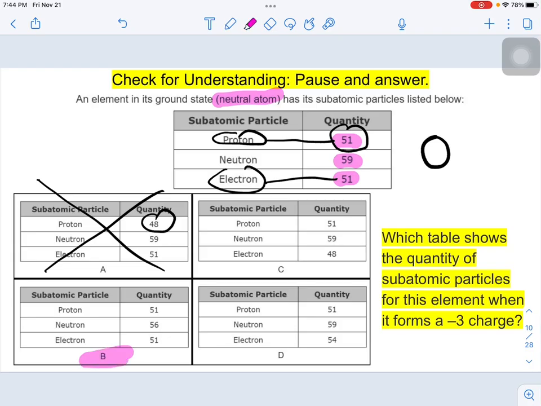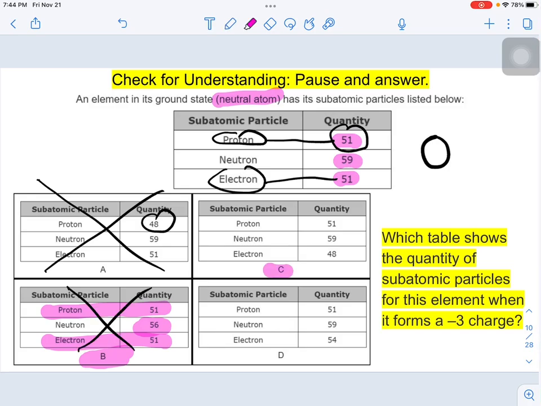Right over here, let's look at B. Our protons are the same, which is good, but our electrons are the same as well. So we still have a neutral atom. Look at the neutrons. The question tried to trick you at 56 neutrons. That's not going to help us. So answer B is incorrect.